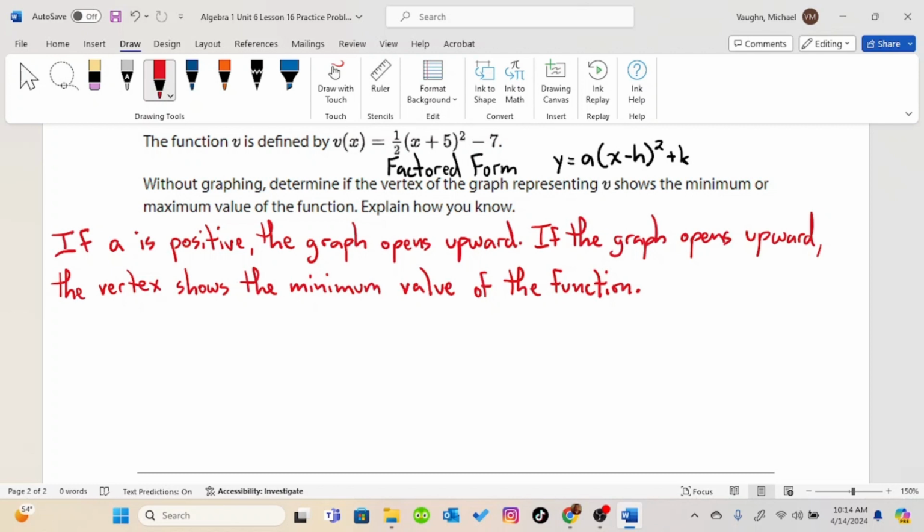If you have any questions about how to use the vertex form of a quadratic equation to determine whether the graph opens upward or downward, and to determine if the vertex represents a minimum or a maximum, please use class time to ask for clarification.